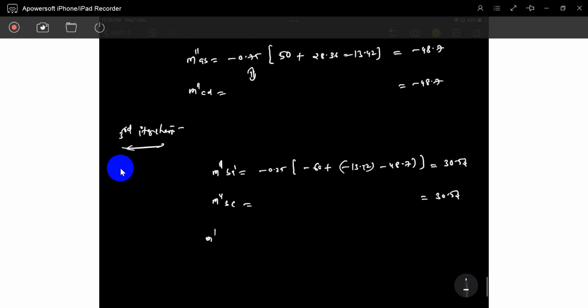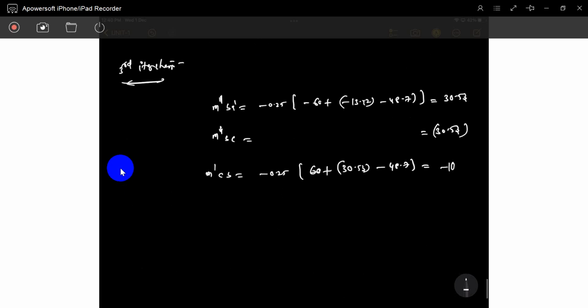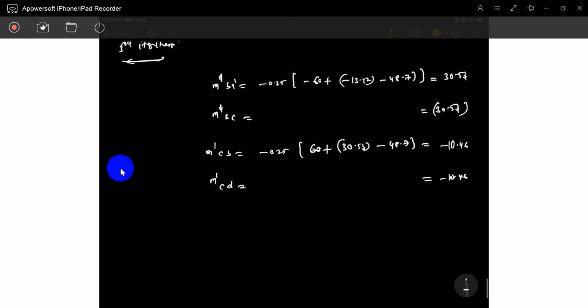So M dash CB, you will get plus 60. From BC you will get 30.53, and translational you will get 48.7. What is that value? You will get 10.46. Earlier we got 13.4, now you will get 10.46. MCD also you will get 10.46.